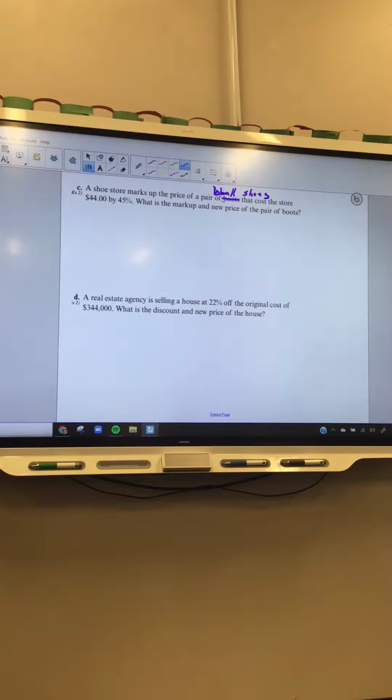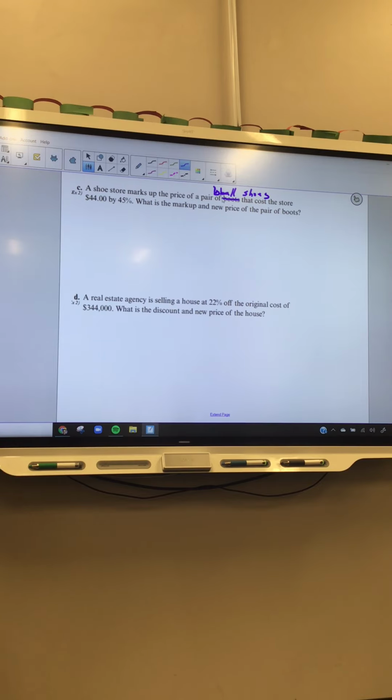Okay, so the regular price is $44, but the owner of the store is like, I want more money. I'm not going to make enough money if I only sell them for $44. I'm going to jack the price up by 45%. Okay. By the way, if we stopped right there and said, give me an estimate, what's a reasonable estimate that these shoes are going to cost? How could you think through that in your head?